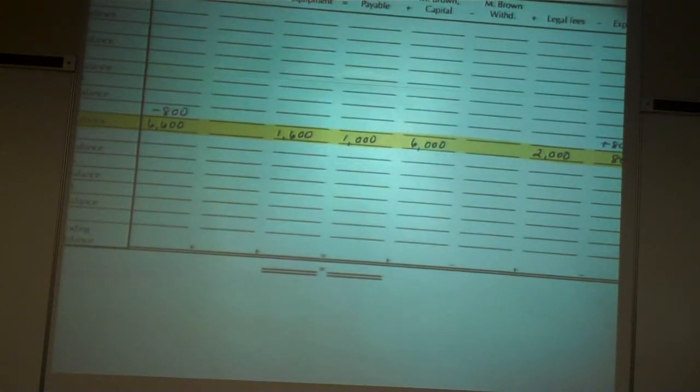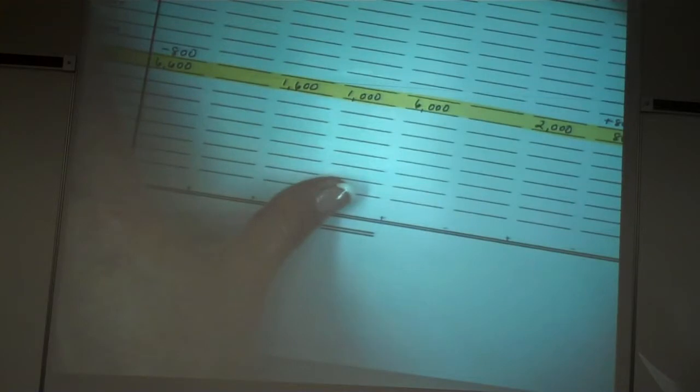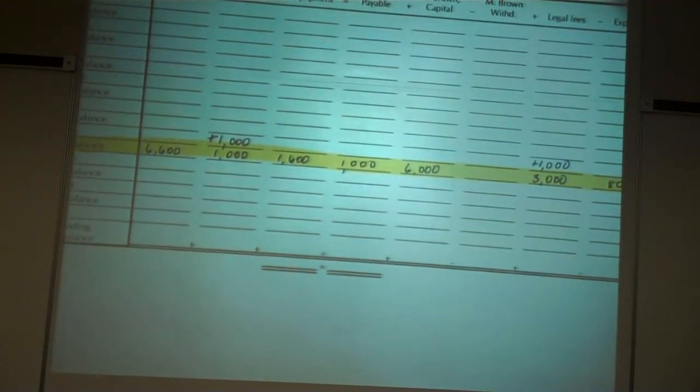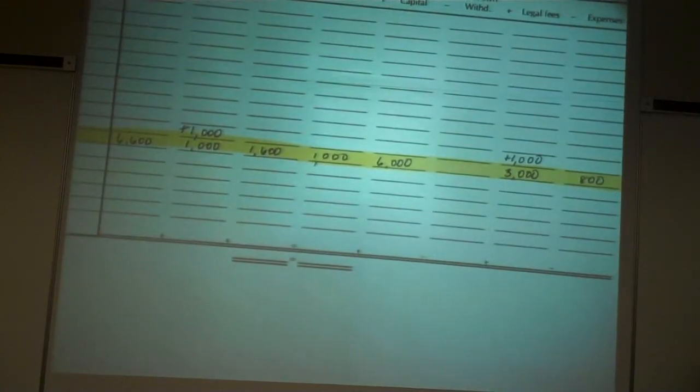Transaction F, performed legal services for clients on account. What accounts would be affected? Legal fees and accounts receivable because it's on account. They're not giving us cash, but they're promising to pay us sometime in the future. So it's our accounts receivable and then our legal fees. And then bring your totals down.